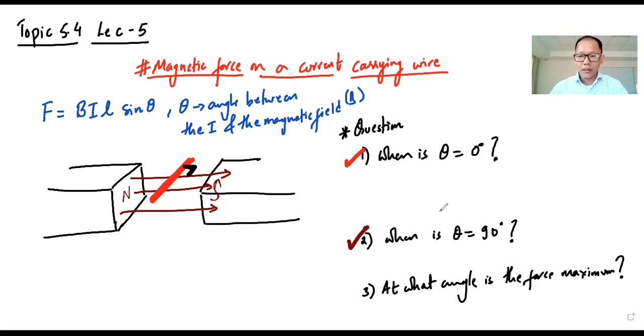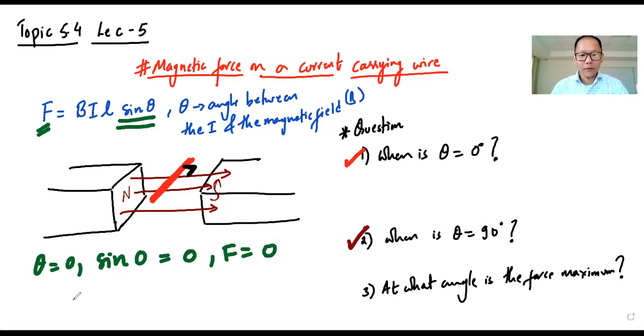Check. And at what angle is the force maximum? Now, according to the formula that we just wrote down, force is proportional to sine theta as well. So if we have theta as 0, then sine theta, which is sine 0, will also be 0. So if sine 0 is 0, then the force will also be 0.